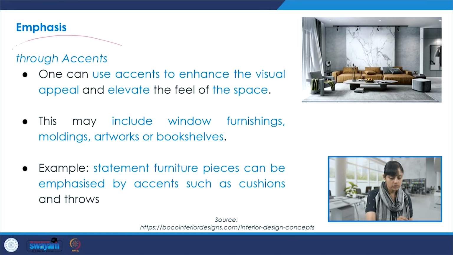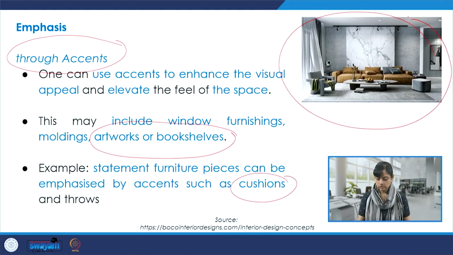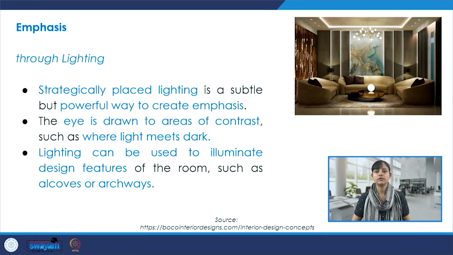Now, if we talk about emphasis through accents, one could use accents to enhance the visual appeal and to elevate the overall feel of the space. It could include window furnishings, moldings, some artworks, even furniture pieces like bookshelves. And statement furniture pieces can also be emphasized by accents such as cushions, etc. Like we see an example over here. So these are the sources for the images, basically, wherever we have tried to draw references from.